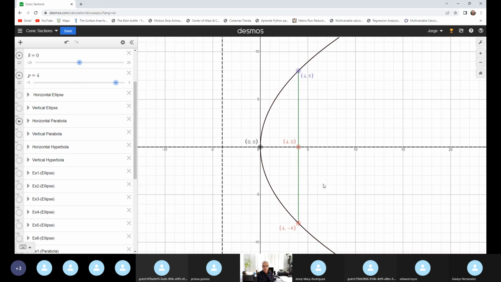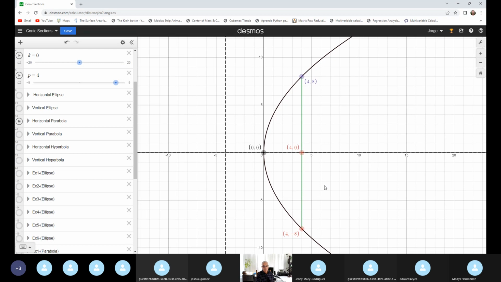Any question? To do the graph, always use this, okay? This is great for my students. Let's do example number 3 of the parabola.